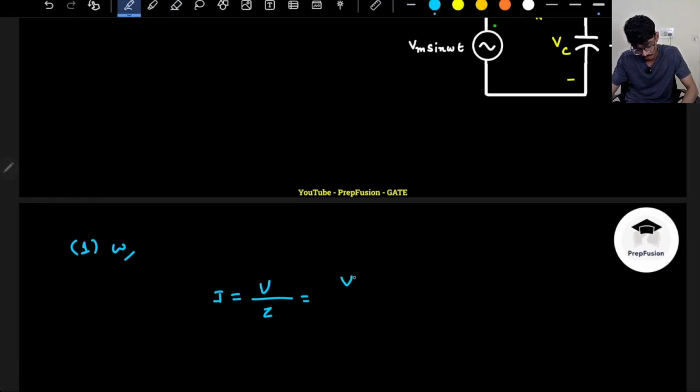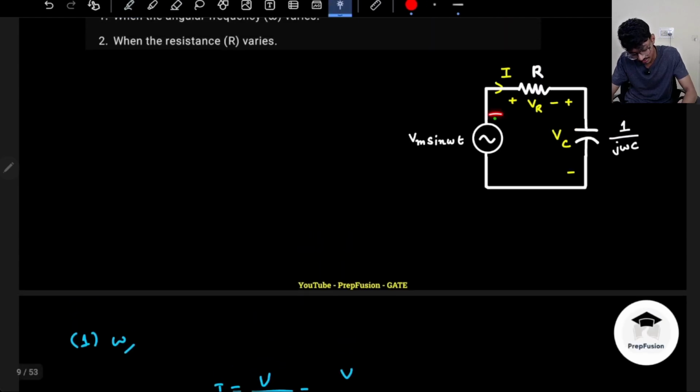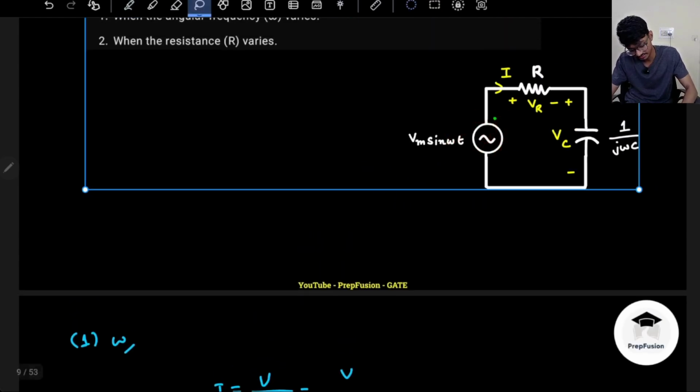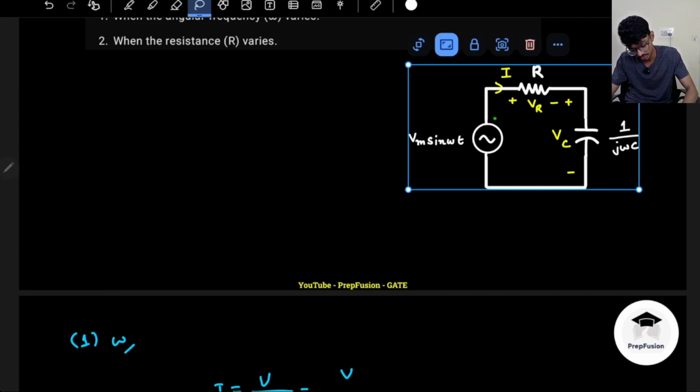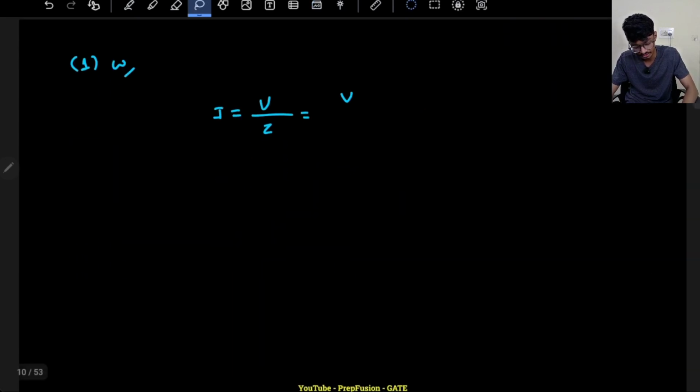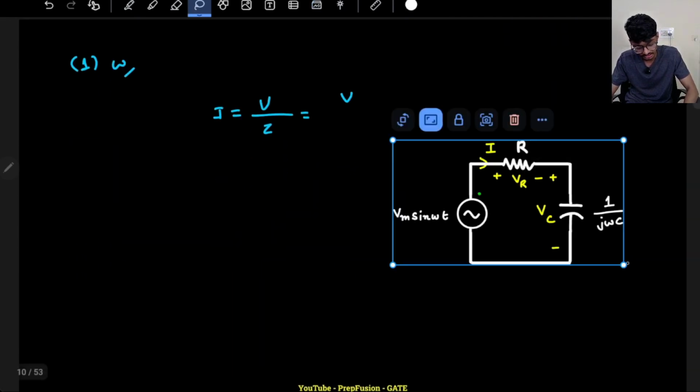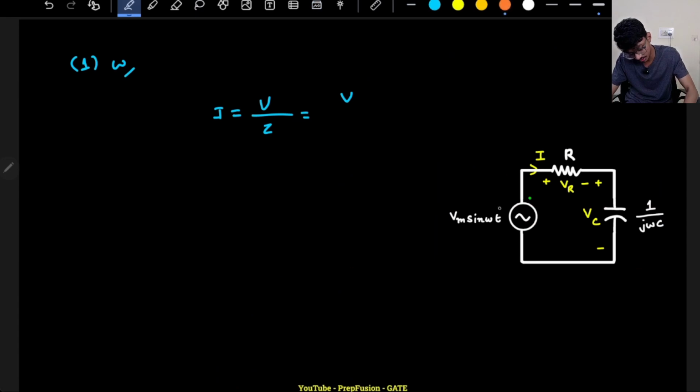Okay, here omega is varying. Omega varying means this one is varying, right? Your supply frequency is varying. If your supply frequency varies, that means your capacitive reactance will also vary, but your resistance will not vary. So this V, I can write some Vm angle 0 in phasor.